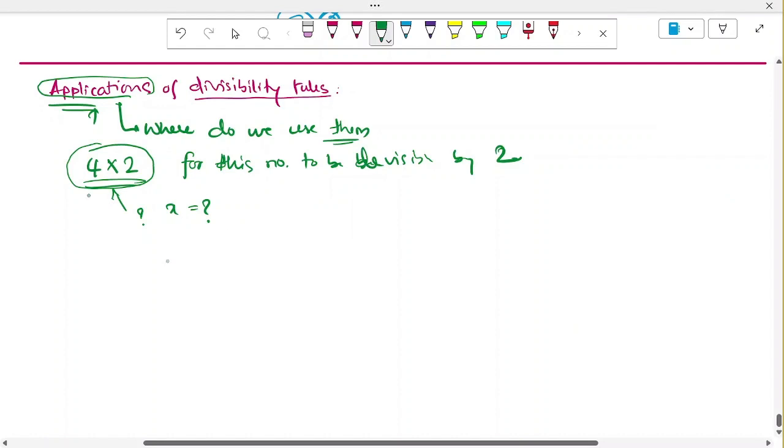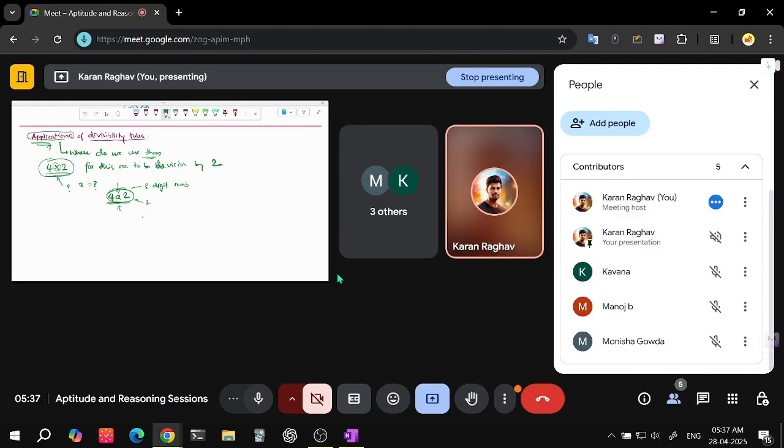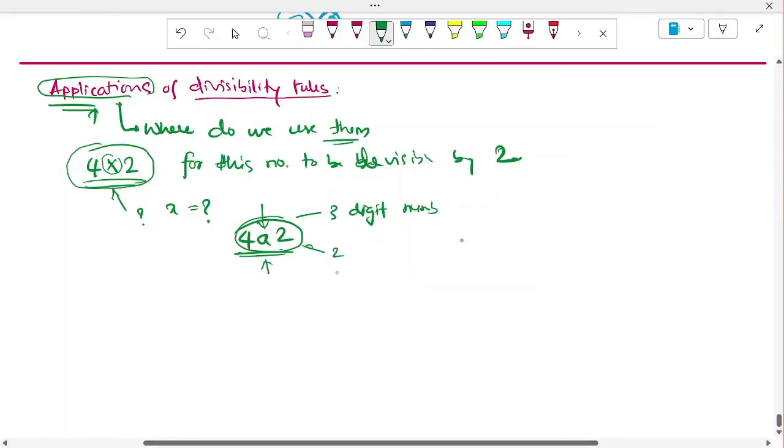It is not multiplication. This is not multiplication. This is like this: 4a2. What is the value of this a, so that the whole number, this is a 3-digit number, will be divisible by 2? In that case, what is the value of this a? Can you tell me? Okay, I'll explain this question.